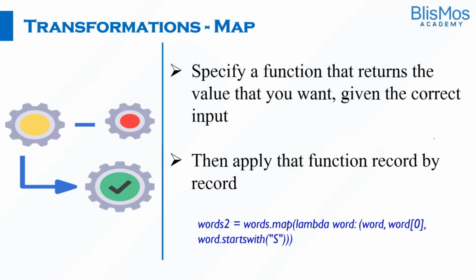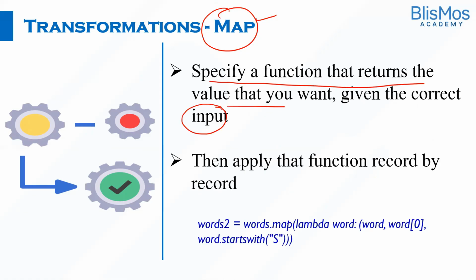But sometimes we may need something more, like mapping one value to another value, extracting a value based on the same key, or comparing a set of values. In that case, we can use the map. To use the map, you specify a function that returns the value that you want given the correct input. Then on top of that, you apply that function record by record.